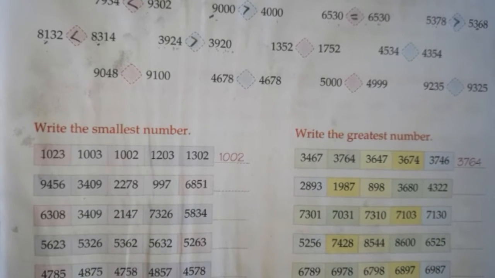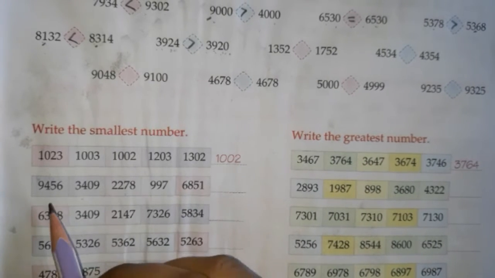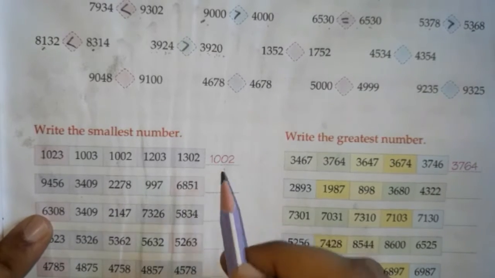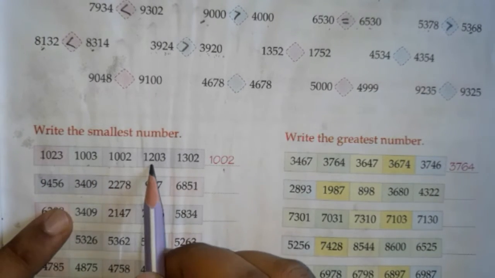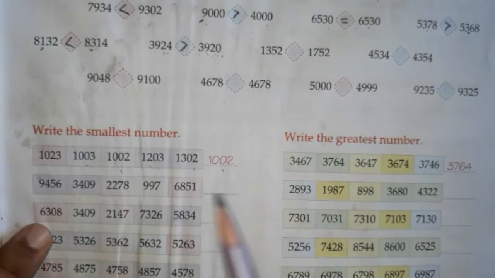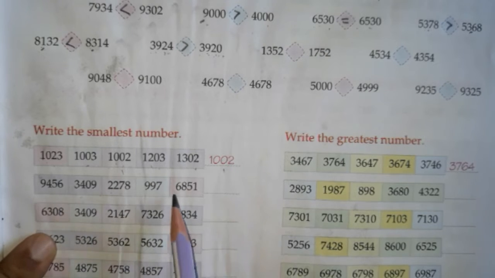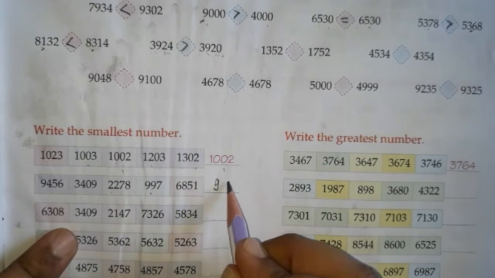Next question, write the smallest number in the series given here. We have to write the smallest number among them. So the smallest number among them in the first series is 1002. The numbers are 1023, 1003, 1002, 1203, 1302. Apparently it is 1002. In the next series, which one is smallest? See, all the numbers have 4 digits except this number 997. So it is the smallest.